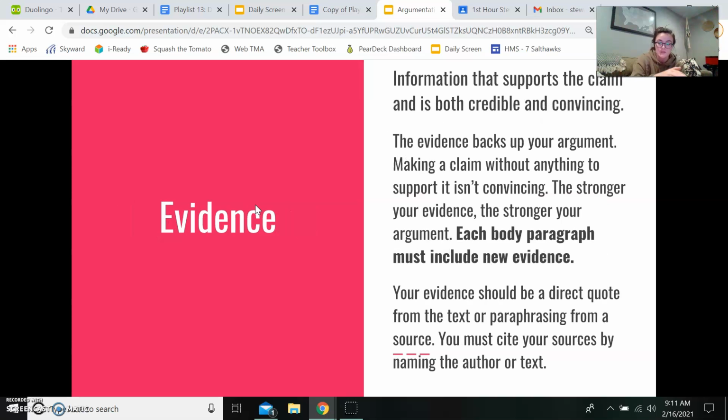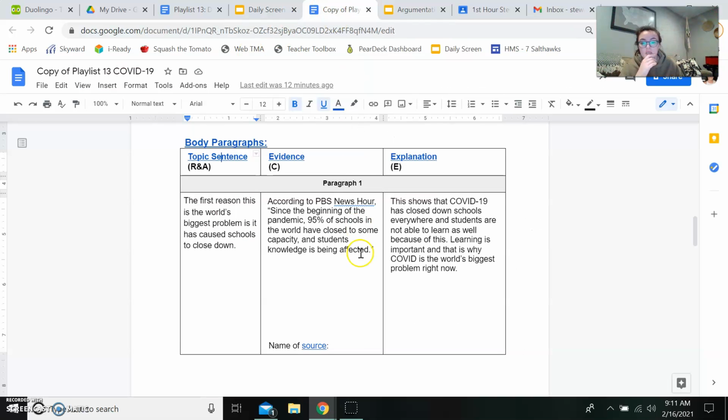All right, so let's come in here. Here we go. The first one's kind of filled out, or started to get filled out for you guys. So the first reason this is the world's biggest problem is because it has closed schools down, right? That's exactly like the restate and answer, okay? The question for this would be, what is the world's biggest problem and why? The world's biggest problem is COVID because it's closed down schools.